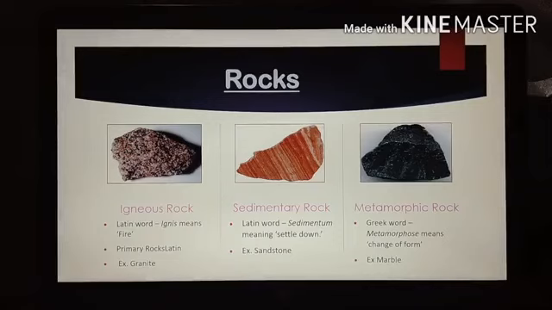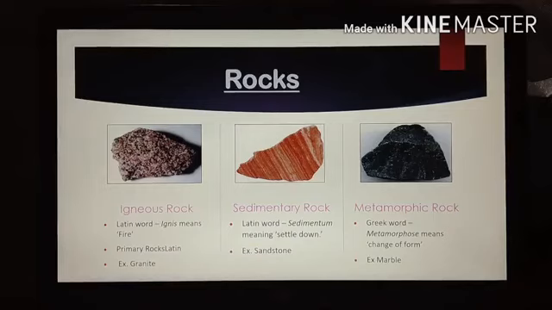The second is our sedimentary rock. Sedimentary rock comes from the Latin word sedimentum. What does sedimentum mean? It means settle down, and its example is sandstone.